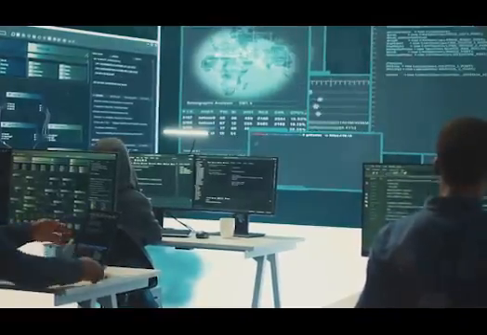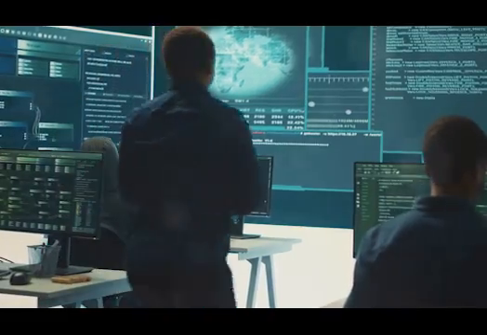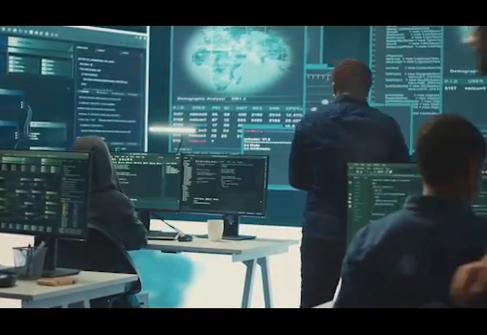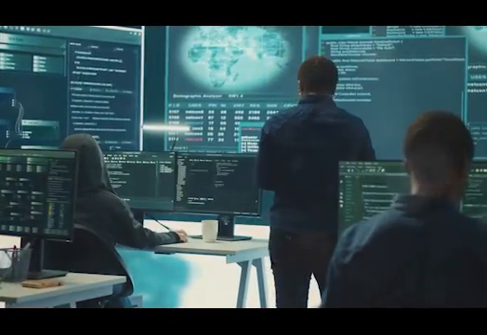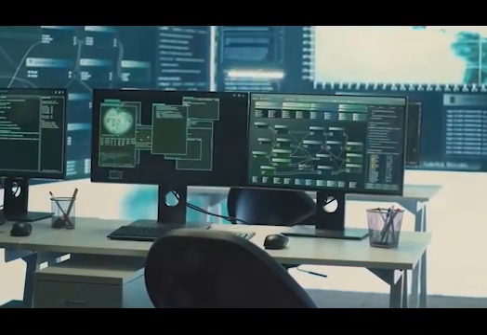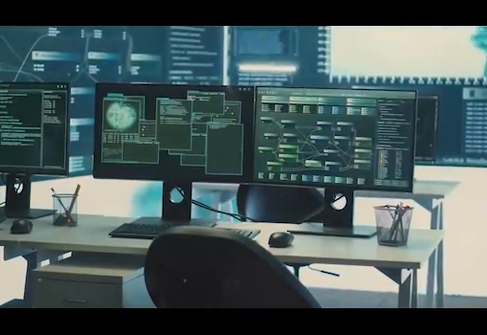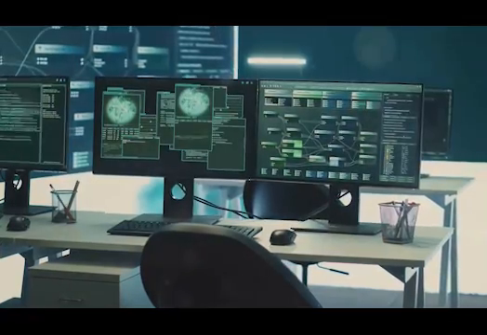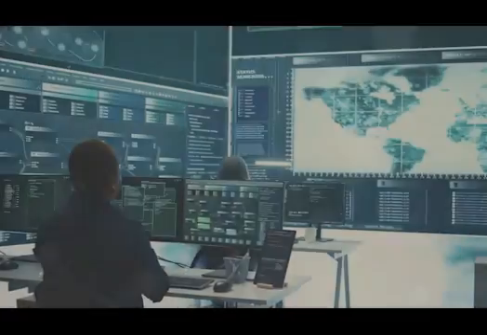Vulnerability management is a proactive approach that involves identifying, assessing, and mitigating security weaknesses in systems, applications, and networks. By managing vulnerabilities effectively, organizations can significantly reduce the risk of data breaches, system failures, and financial losses.